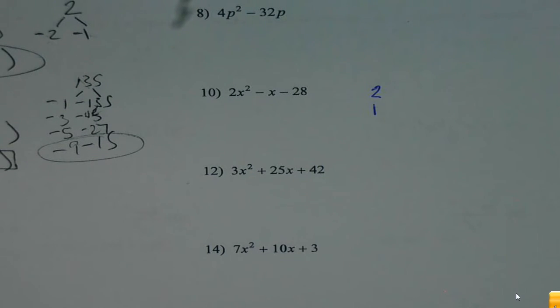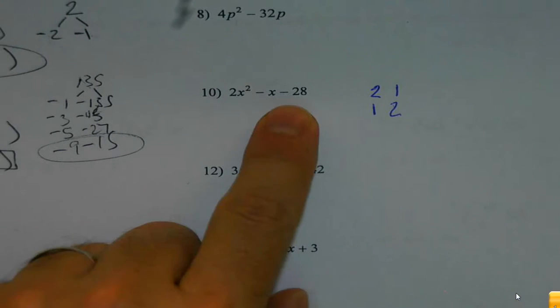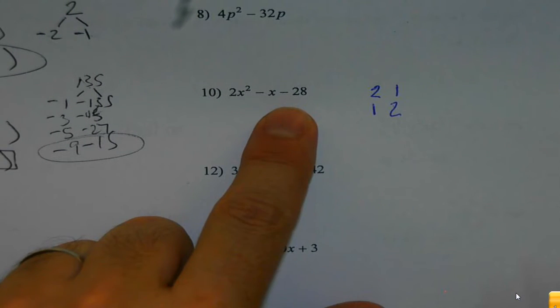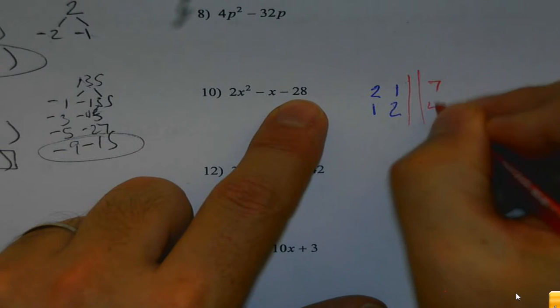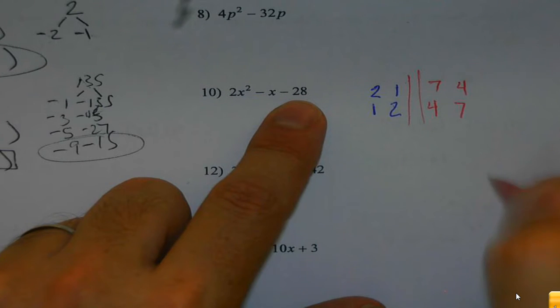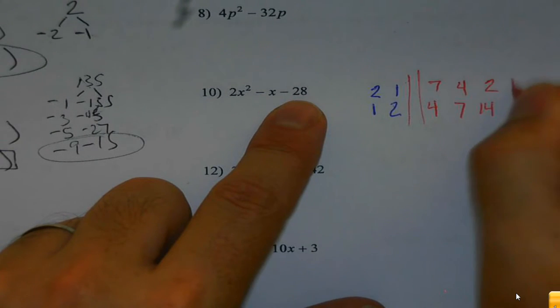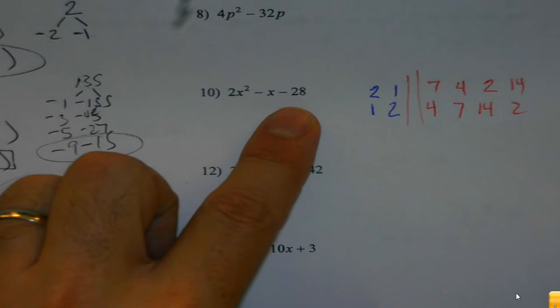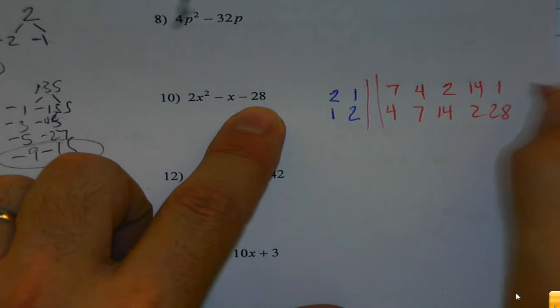Or I could, if I wanted to, say 1 and 2. Now 28, I got some choices. We could do 7 and 4, or 4 and 7. We could do 2 and 14, or 14 and 2. And I'll show you in a minute why I'm writing them both ways and not just one. And 1 and 28, or 28 and 1.